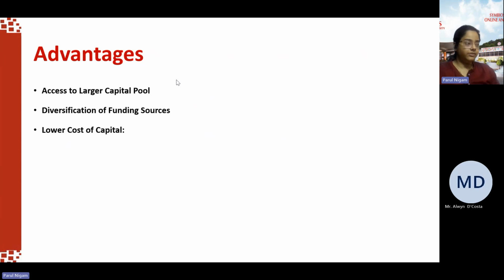Then, as we have discussed, you get access to more and more types of financial instruments. The international market offers innovative financial products not available domestically. For example, companies issue eurobonds.